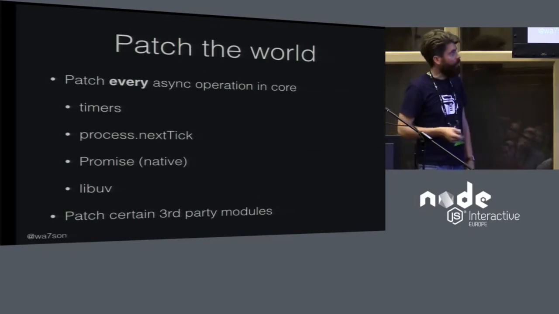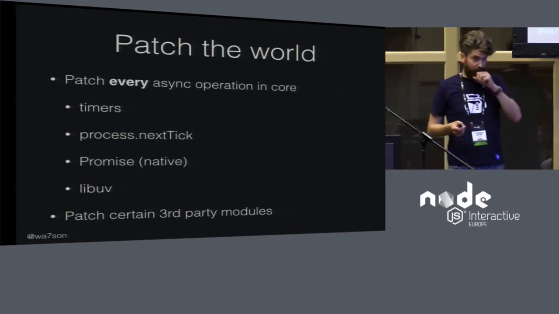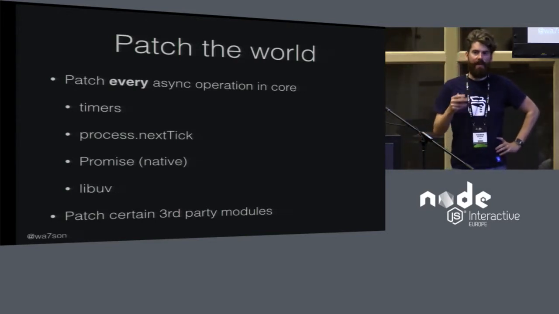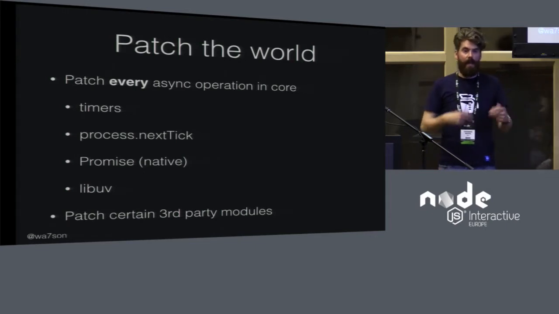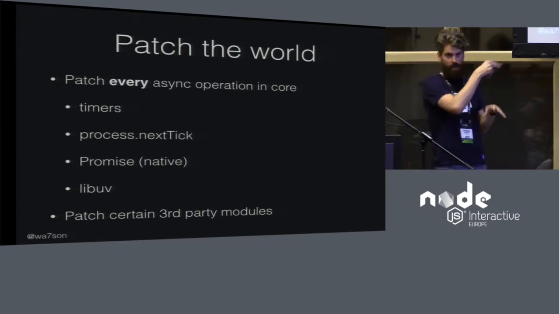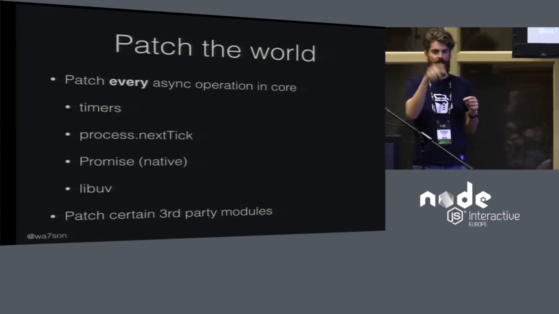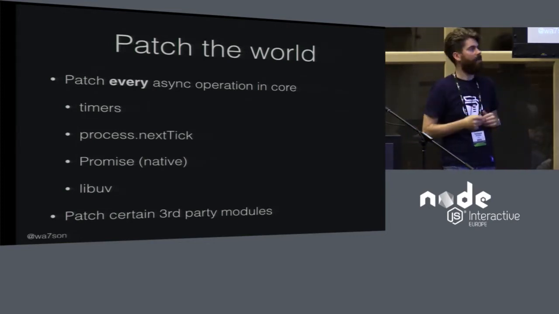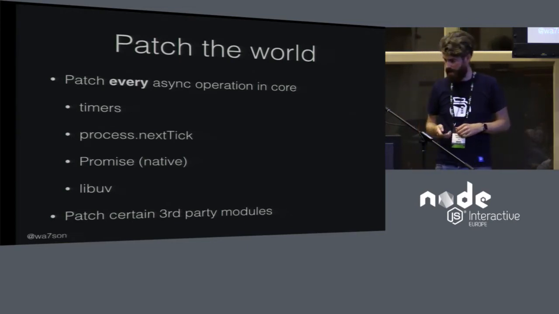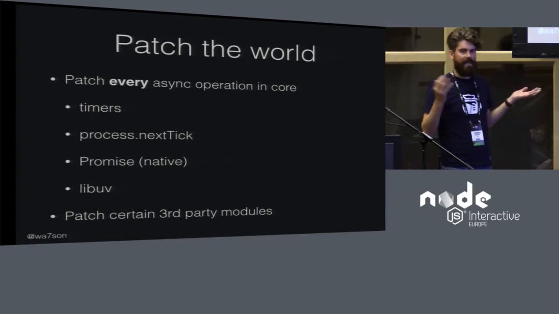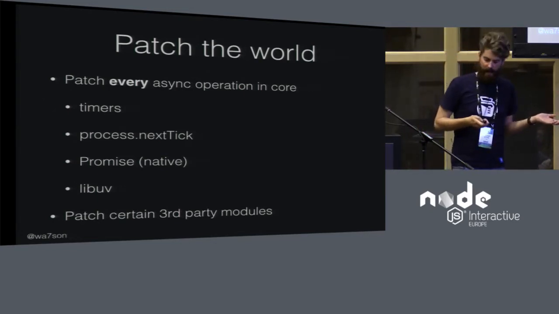And then we also want to patch certain third-party modules that have their own callback queues and stuff. Like if you're using Bluebird, for example, every time you give a callback to Bluebird, it stores it in its own little queue and it doesn't touch the core. And when the promise resolves, we want to make sure that whatever it was before is restored. So we have the current context all over the place. So this is a pain in the butt, basically, obviously.